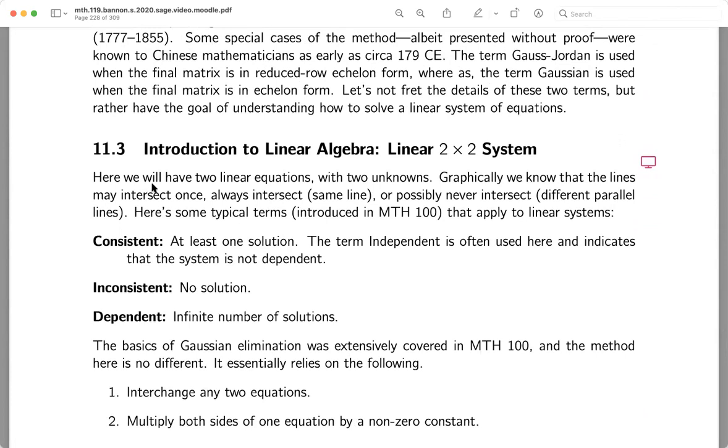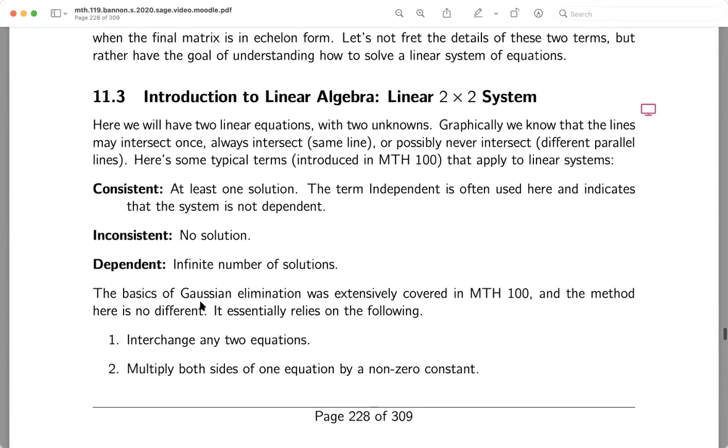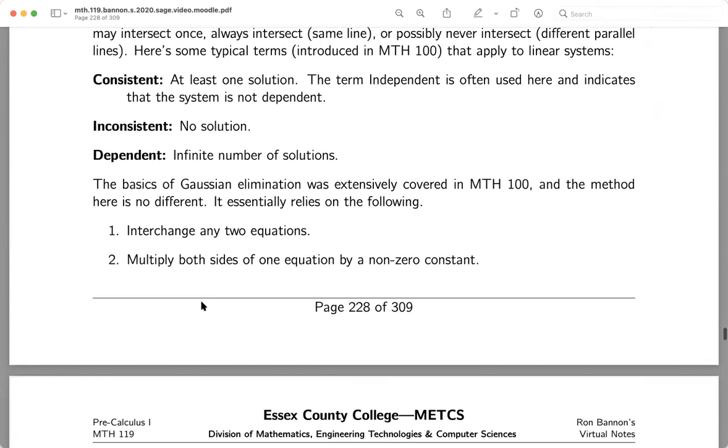All right, so we'll certainly start with the same stuff we had from Math 100. We're not going to change that story. In Math 100, you did 2x2s. You had consistent, inconsistent, and dependent systems. That's not going to change. And depending who's teaching Math 100, they might have said these things about interchanging two equations. The order in which you write the equations really doesn't make any difference. And multiplying both sides by some non-zero constant.